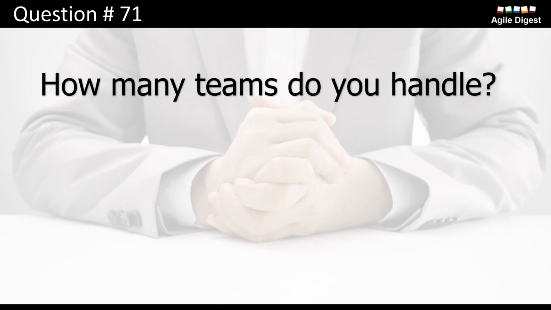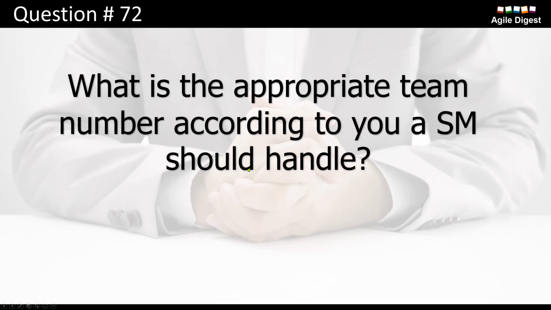So in the same context, what is the appropriate team member count, according to you, that a Scrum Master should handle or a Scrum team should have? There is nothing mentioned as appropriate in the Scrum team, but it is recommendable, clearly mentioned in the Scrum Guide. It is 10 or less than that, not more. Based on the recent Scrum Guide, it's 10 or less.